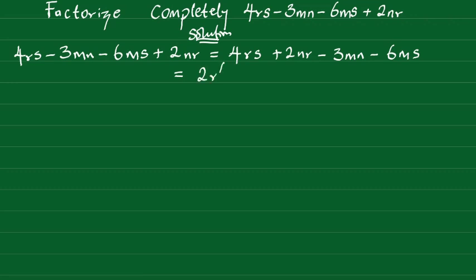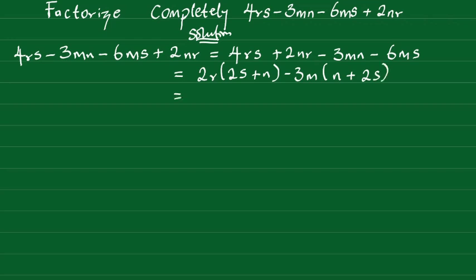2r, open a bracket, and we're left with 2s plus n, bracket close. From minus 3mn minus 6ms, we factor out minus 3m. We open our bracket, and we're left with n plus 2s, bracket close.